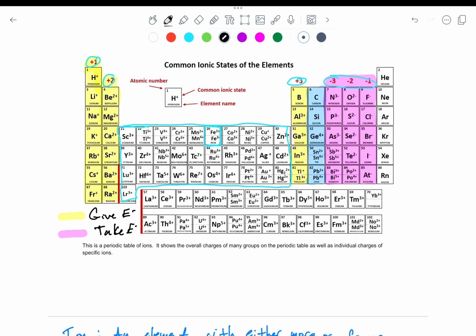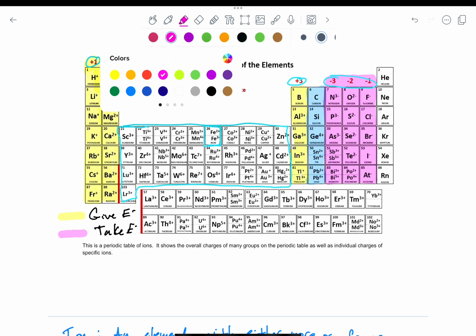And if it's this particular group right here, the carbons, they're not going to do anything. They're going to bond covalently. I'm not going to write that on here. I just want you to understand that if it's in the yellow, it's giving electrons. If it's in the pink, it's taking electrons. And everything else we've kind of left up in the air because it's a little bit crazy.